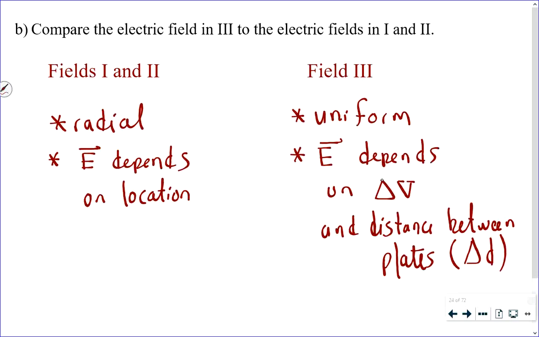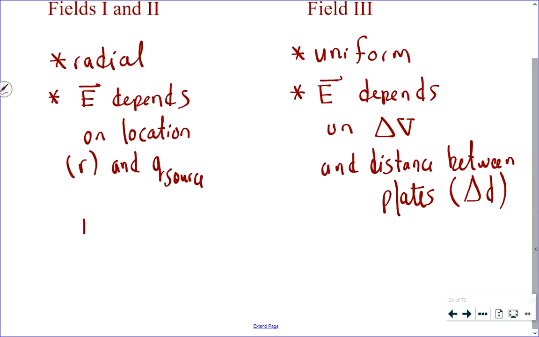Over here it depends on the location, which is R. It also depends on the charge of the source, right? I mean, we didn't really talk about that till now, but if I take that positive point source and make it a larger source, a larger charge, you're going to get a larger field strength. And incidentally, while we're here, the electric field here has a magnitude that can be calculated using this. Remember that formula from a few lessons ago?